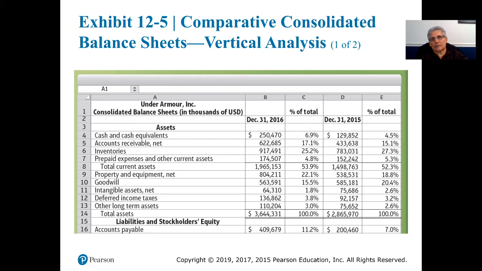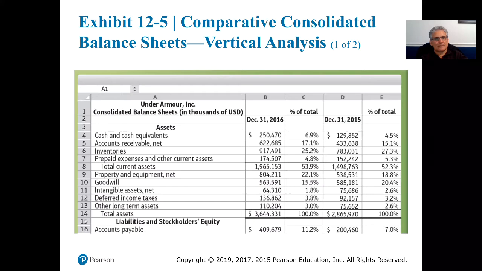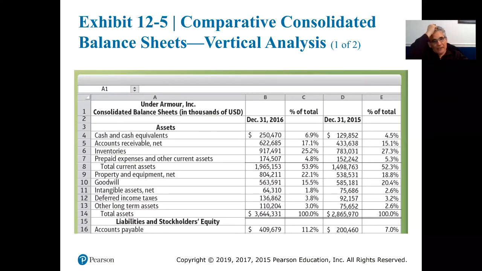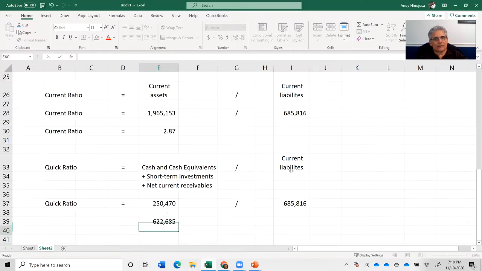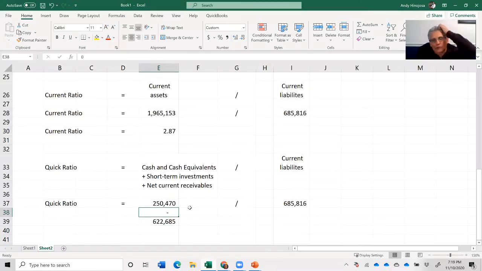By the way, we're going to use 2016 in this computation. So cash and cash equivalents, 250,470. Short-term investments, it doesn't appear it has any, so we'll put 0. And the last one is net current receivables. Accounts receivable, net is 622,685. So cash and cash equivalents came from here, and accounts receivable, net came from here. We have 0 for short-term investments.